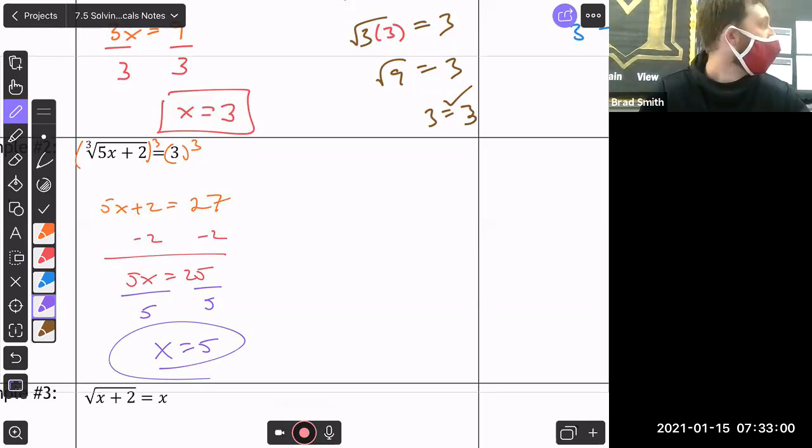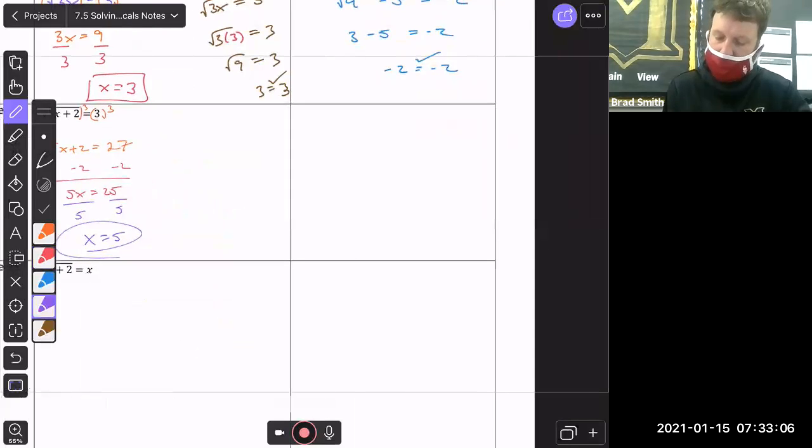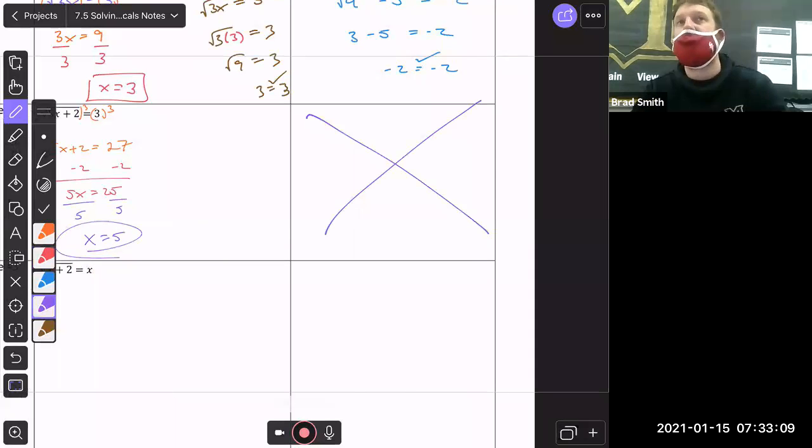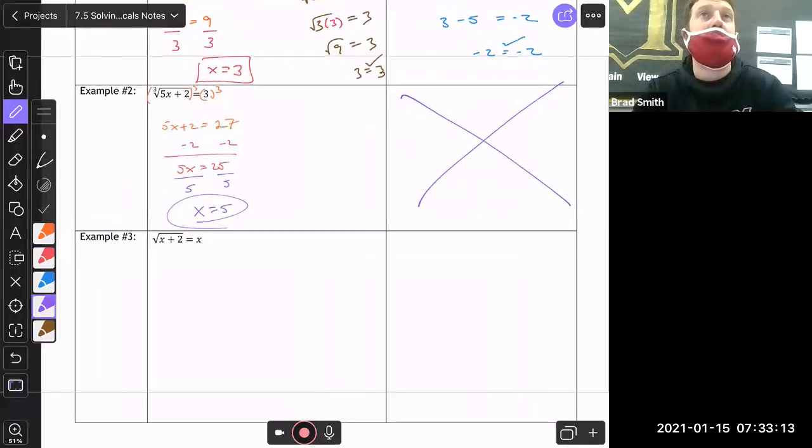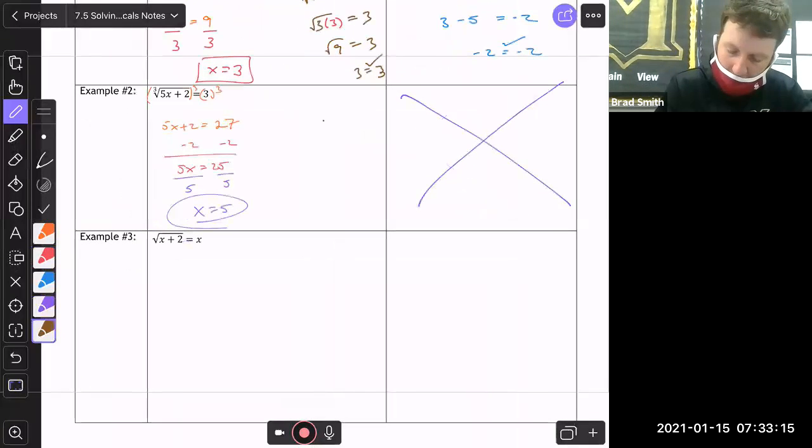Okay. With cubed roots, you cannot have extraneous solutions. So you don't really have to check it. If you want to, you can, to make sure you did it right. You can take 5, plug it back in. So, I mean, I do have the cube root of 5.